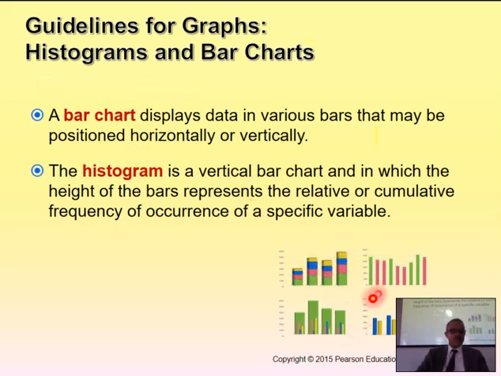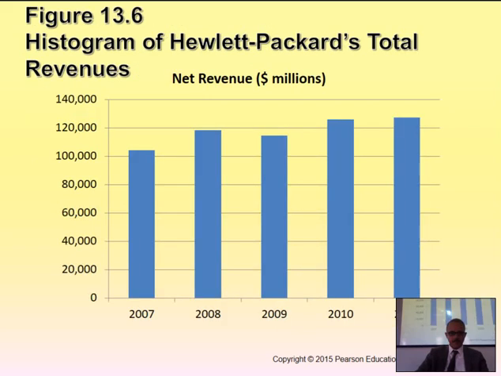Histogram, we looked at histograms. Bar chart, do you know what's a bar chart? It has bars, columns. It displays data in various bars, maybe positioned horizontally or vertically. So either bars like this or bars like this. A histogram shows you vertical bars. The height represents the relative or cumulative frequency. We looked at histograms in the previous class. This is an example histogram or bar chart.